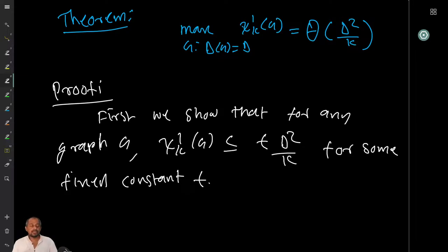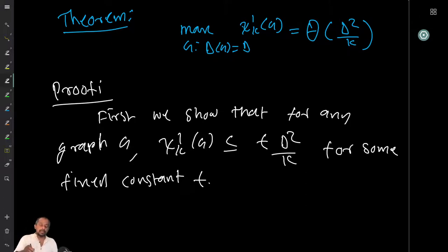So we are going to prove the following theorem. This was a very surprising and interesting result. For every k, we can show that the k intersection chromatic number, or the chromatic index, because for edge coloring we usually use index, so the k intersection chromatic index of the graph is at most some constant times delta squared by k, where delta is the maximum degree and k is the parameter that we are looking at. And we can always find graphs which require some other constant times delta squared by k.